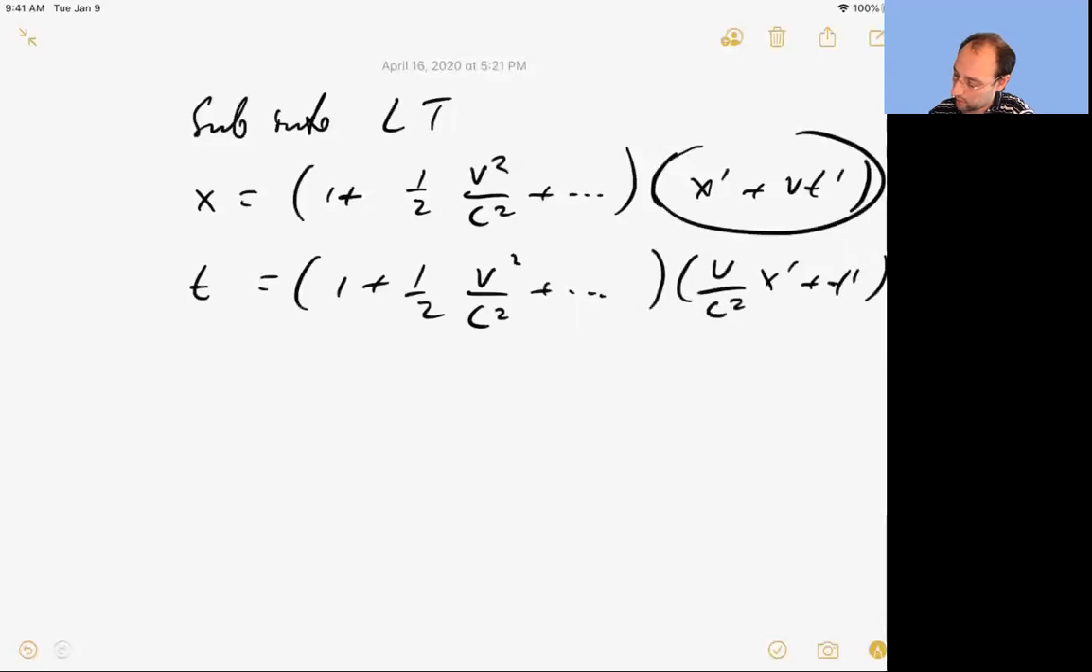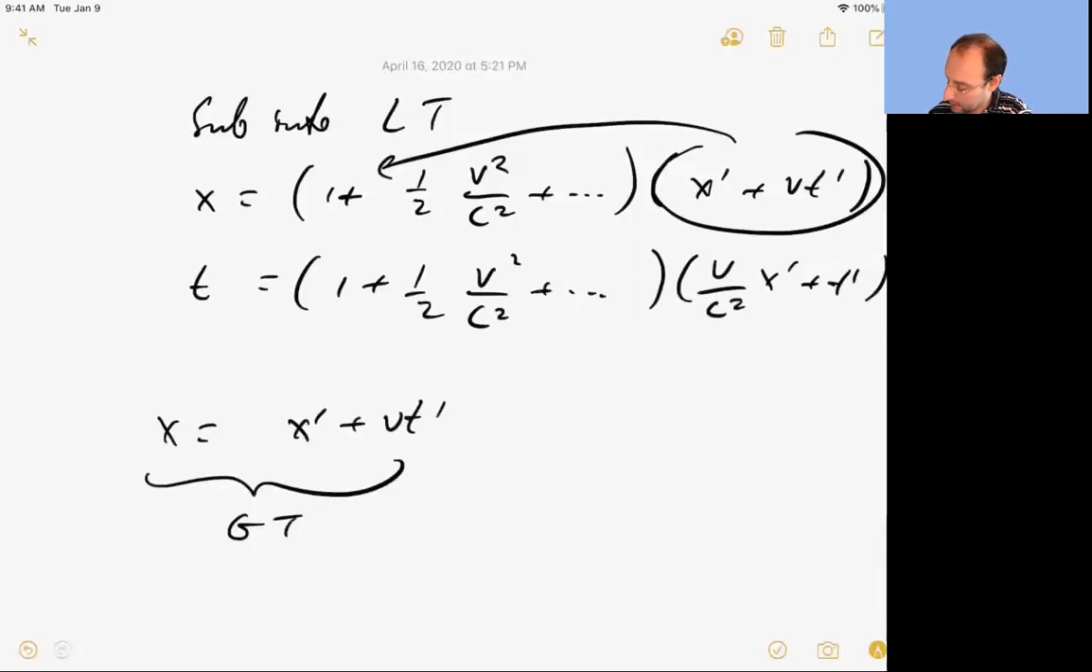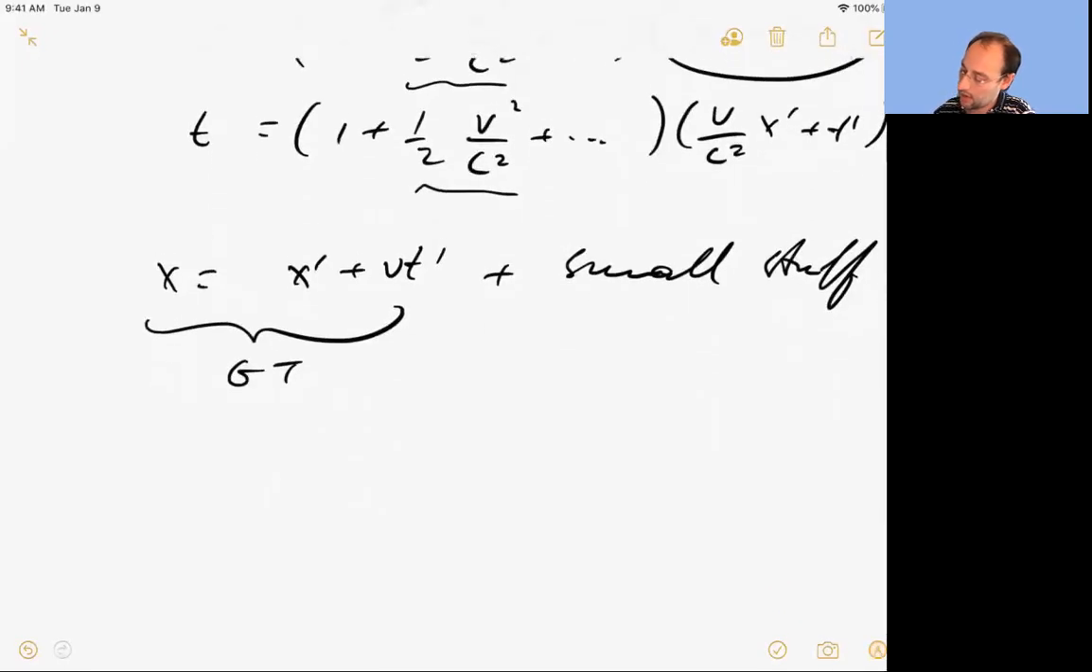Now I'm going to distribute. So this times this gives me x prime plus vt prime, which you will recognize as the Galilean transformation, plus small stuff. It's small because this is small. This is small. I'm going to stop right here. I'm not going to write the small stuff.